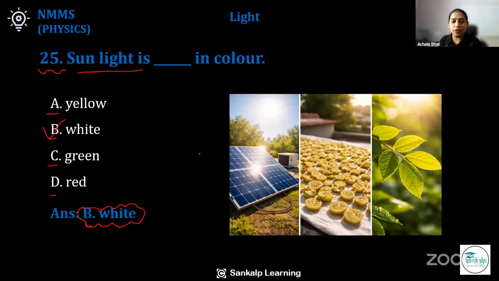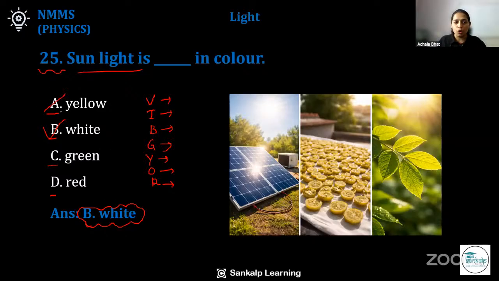Sunlight is white in color. It is a combination of 7 colors, VIBGYOR. V, violet. I, indigo. B, blue. G, green. Y, yellow. O, orange. And R is red. So sunlight is white in color.